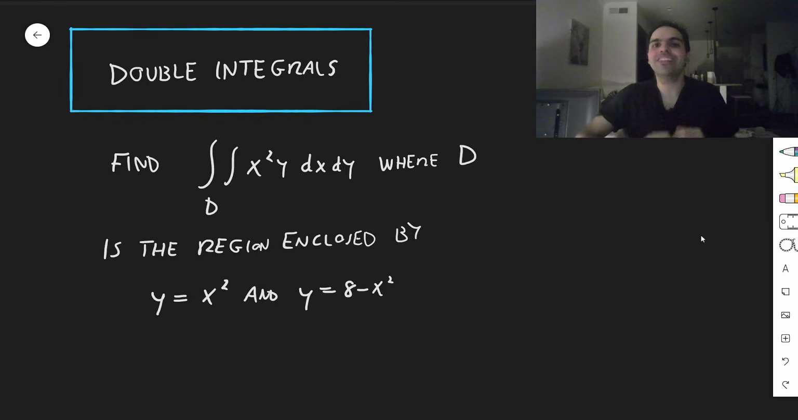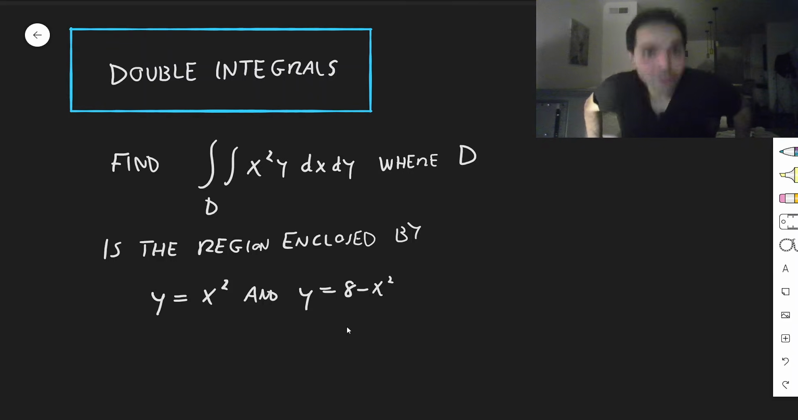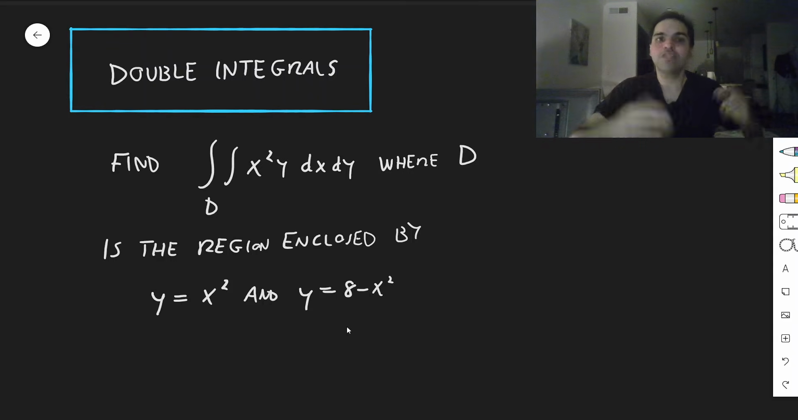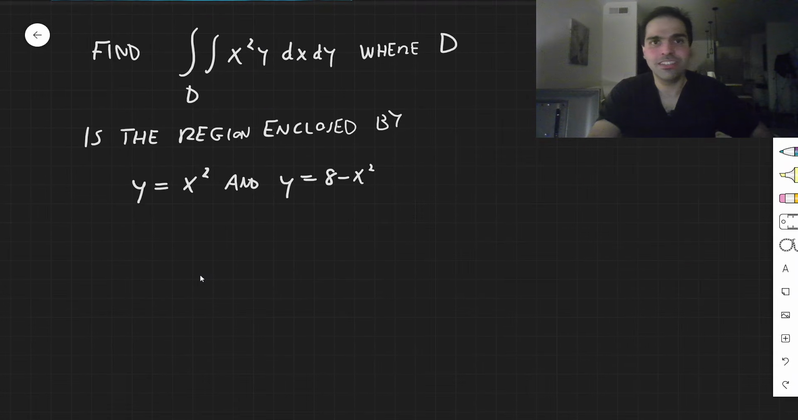All right, thanks for watching, and today I want to show you how to calculate a double integral, which is the multivariable calculus version of an integral. In particular, let's find the double integral of x squared y over the region D, where D is a region between two parabolas, x squared and 8 minus x squared. And essentially what we want to find, not the area, but the volume under x squared y and over this region. And of course, a picture says 1,000 words, so let's first of all draw a picture of the situation.